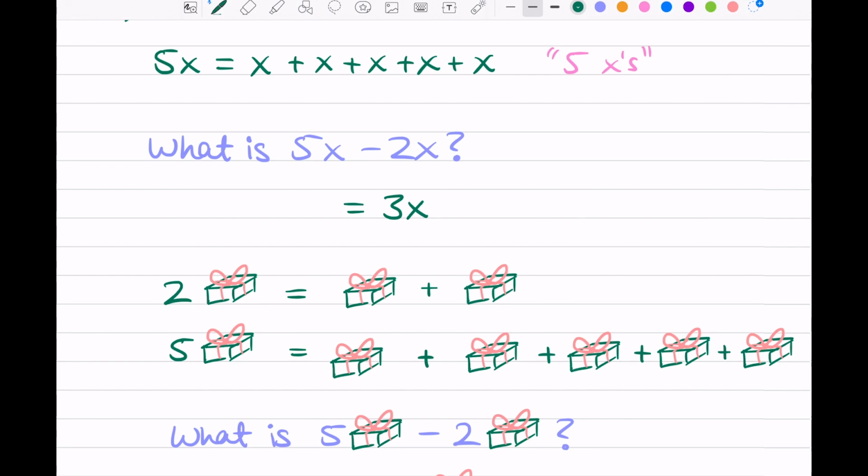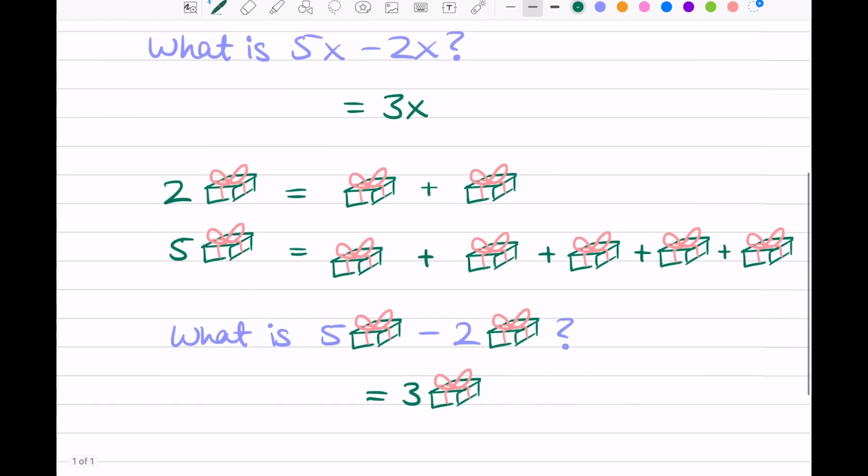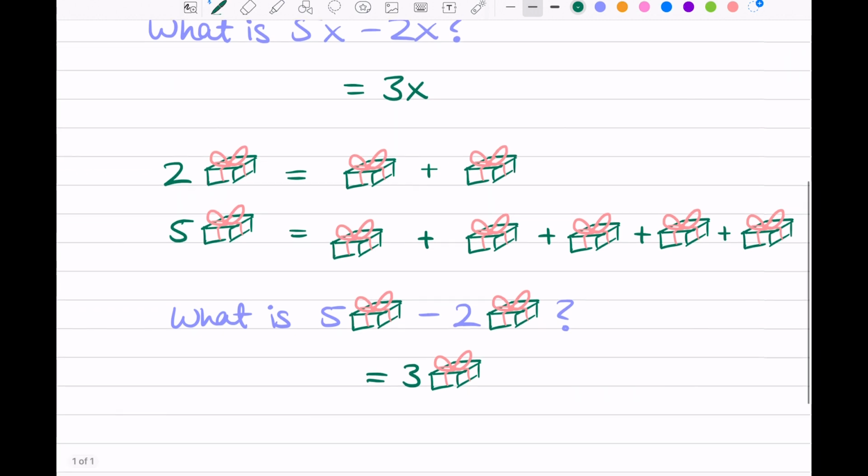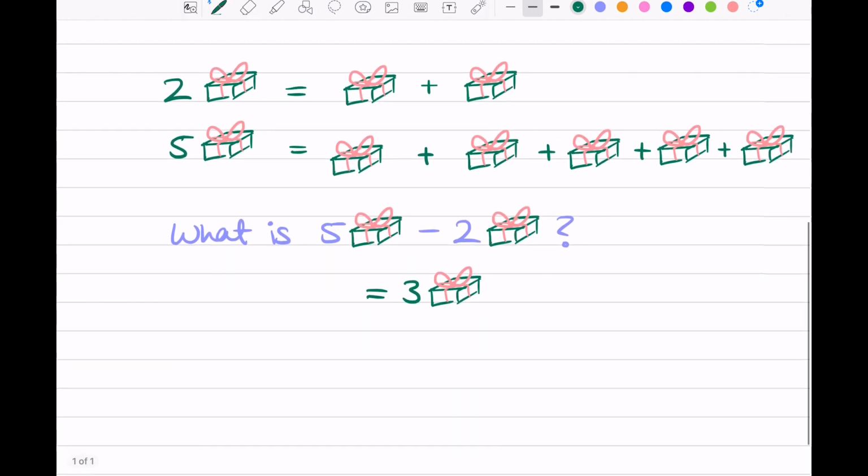And we try to visualize this idea of adding things, adding x's, by just thinking of a present. A variable is just a number in disguise. We gave it a different disguise here. It's just a present. So 2 times present is equal to present plus present. So we had 2 presents. Similarly, instead of 5x, we had 5 presents. And in the same way, we saw that 5 presents minus 2 presents left us with 3.